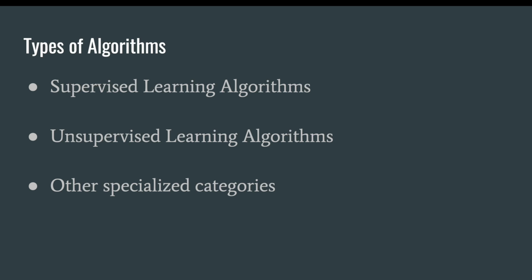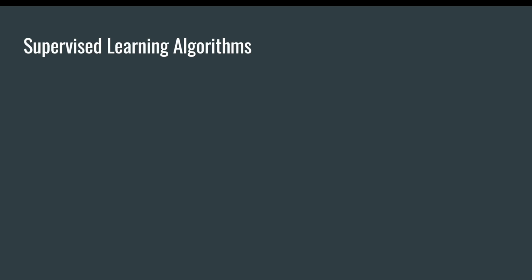Let's get started. First, let's start with supervised learning algorithms. These algorithms are trained on labeled data, which means we already know the target outcomes. Supervised learning is often used for tasks like prediction, classification, and regression. Here are the main algorithms you should know under supervised learning.